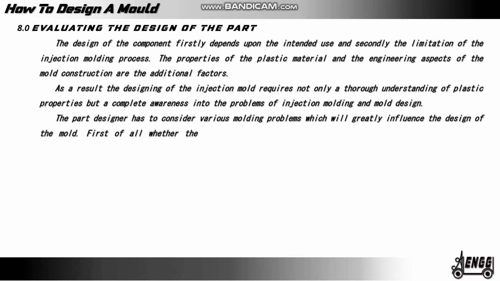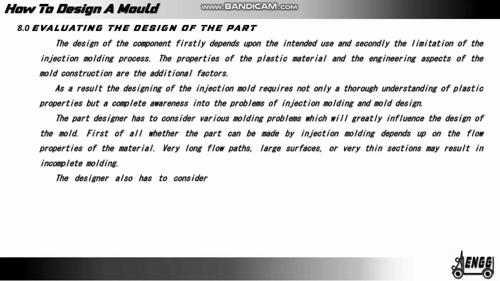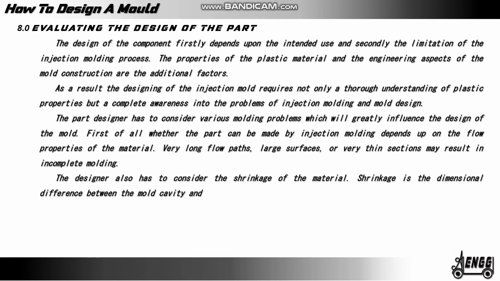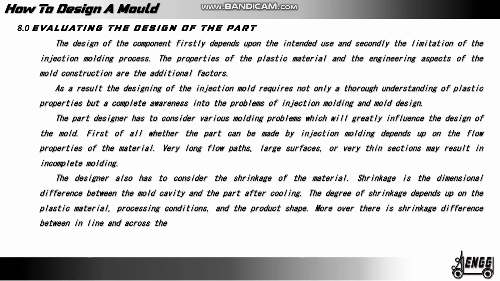First of all, whether the part can be made by injection molding depends upon the flow property of the material. Very long flow paths, large surfaces or very thin sections may result in incomplete molding. The designer also has to consider the shrinkage of the material. Shrinkage is the dimensional difference between the mold cavity and the part after cooling. The degree of shrinkage depends upon the plastic material, processing conditions and the product shape. Moreover, there is a shrinkage difference between inline and across the flow direction.